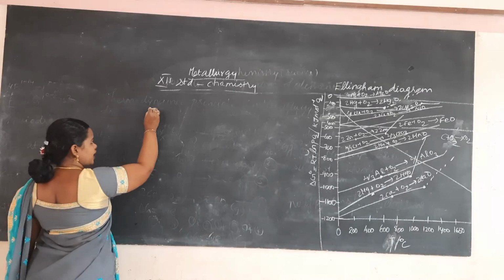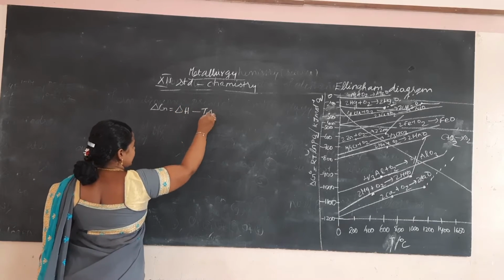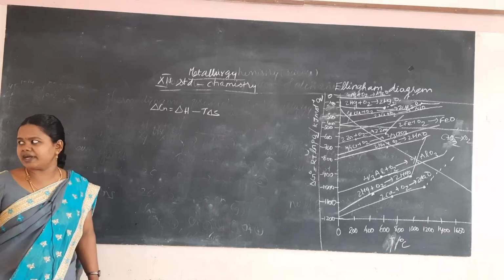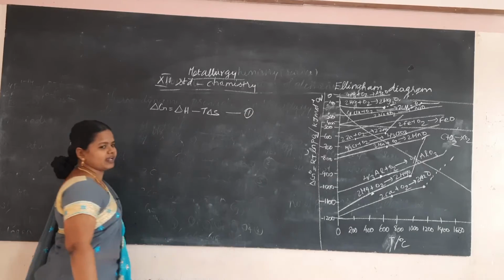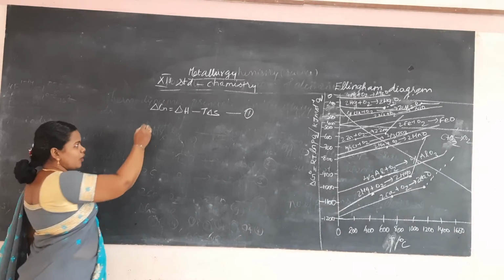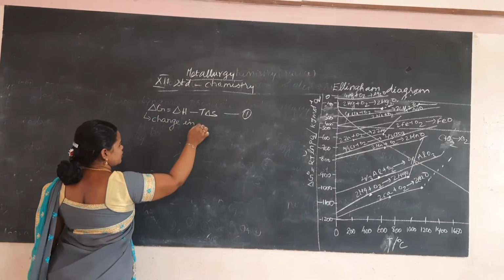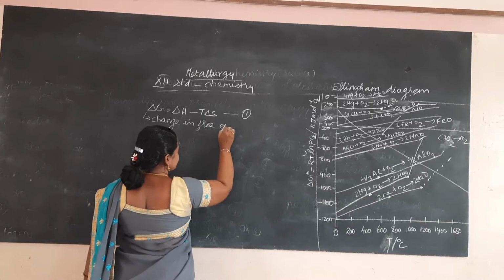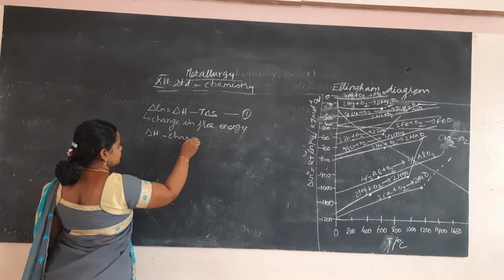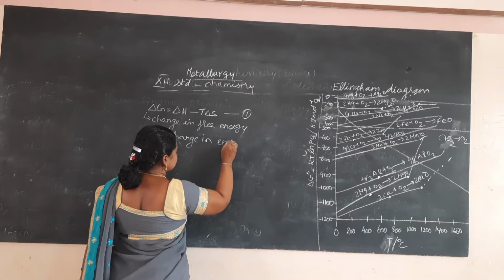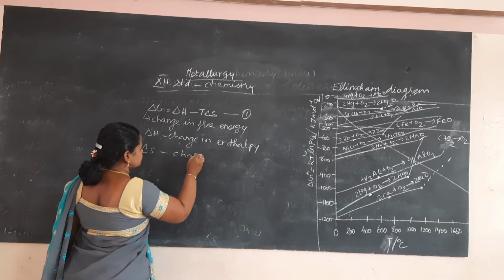We know that the change in free energy, delta G, is equal to what? Delta H minus T delta S. We have already learnt in 11th standard that the change in free energy delta G is equal to delta H minus T delta S. That is the first equation. So this delta G is nothing but the change in free energy, or Gibbs free energy change. Delta H is the change in enthalpy. And delta S is the change in entropy.